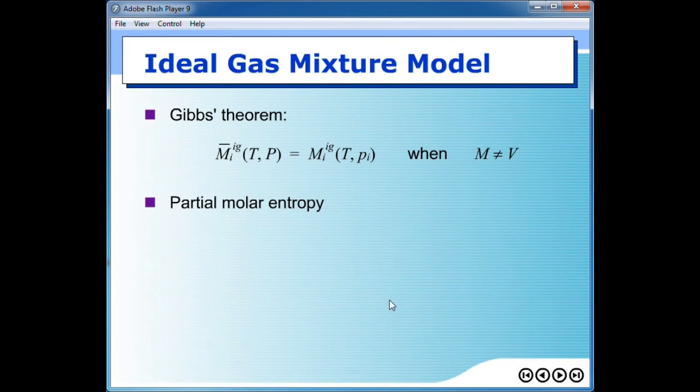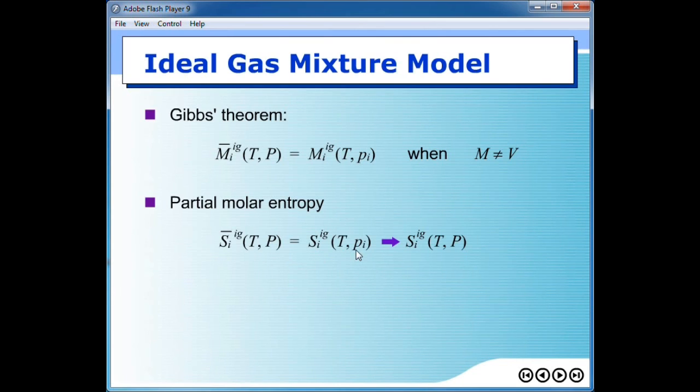The other one that we need to calculate is partial molar entropy. So right now we have entropy. This one is in the mixture. This one is pure. It can be calculated as long as pressure is changed to partial pressure. This is Gibbs theorem. But these two are not equal, because even for ideal gas, entropy is a function of temperature and pressure. So if the pressures are not the same, entropies are not the same.